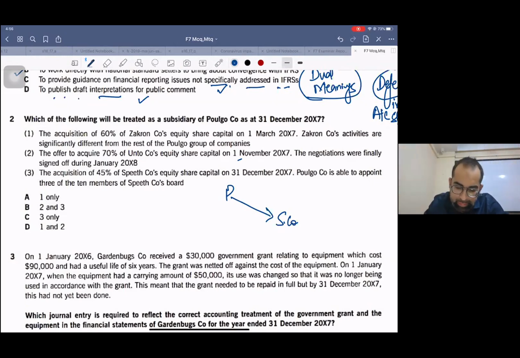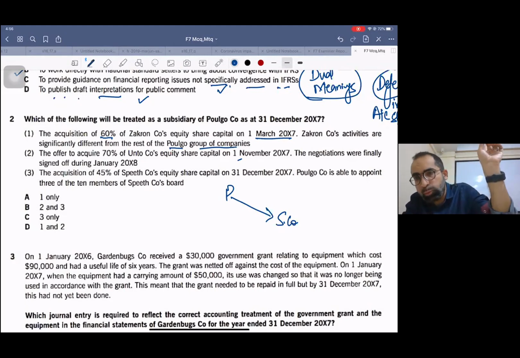There is no exemption. Which of the following will be treated as a subsidiary? The acquisition of 60%: yes, 60% is 50% plus, so if the examiner is silent, it's deemed control. 60% of Zacron's equity share capital on 1st March. Zacron's activities are significantly different from the rest of the Polgo group of companies. No issue. Whatever they are doing, there is no exemption now. In the past there was an exemption. So point number one is correct.